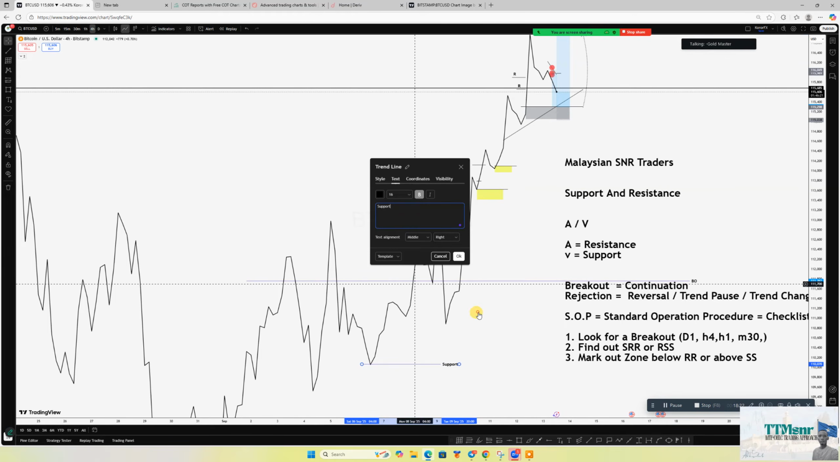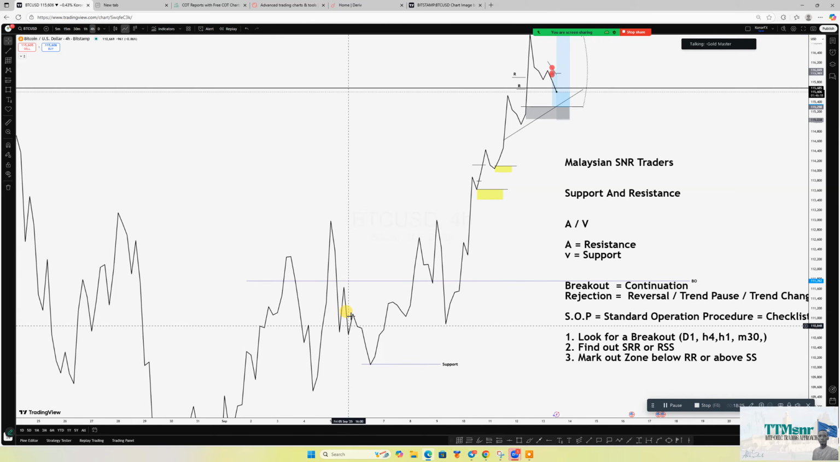There is support right here. So we see that there is a resistance here, but this resistance is still below this one, right? So these two are only one resistance. Why? Because we have another one above them. So this is the resistance and this is the resistance that we want. So what we can do is we can call here resistance and we can call a resistance.